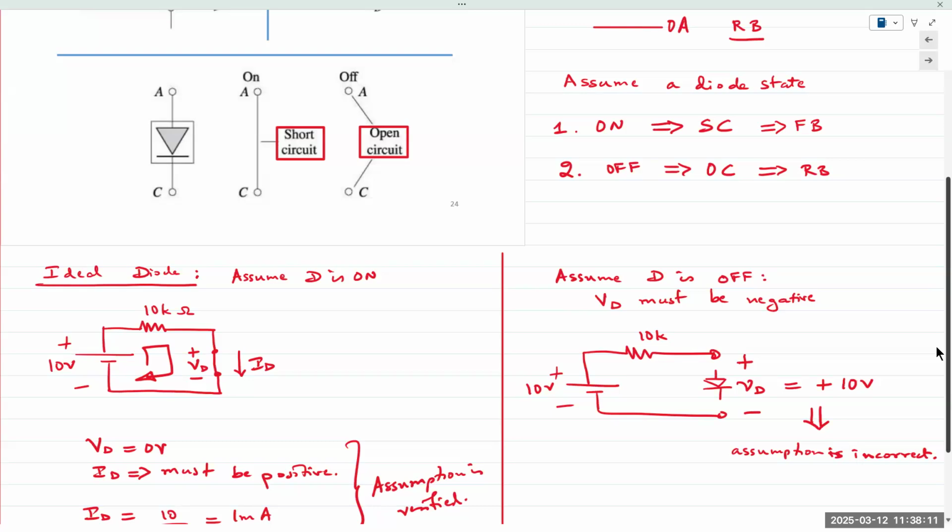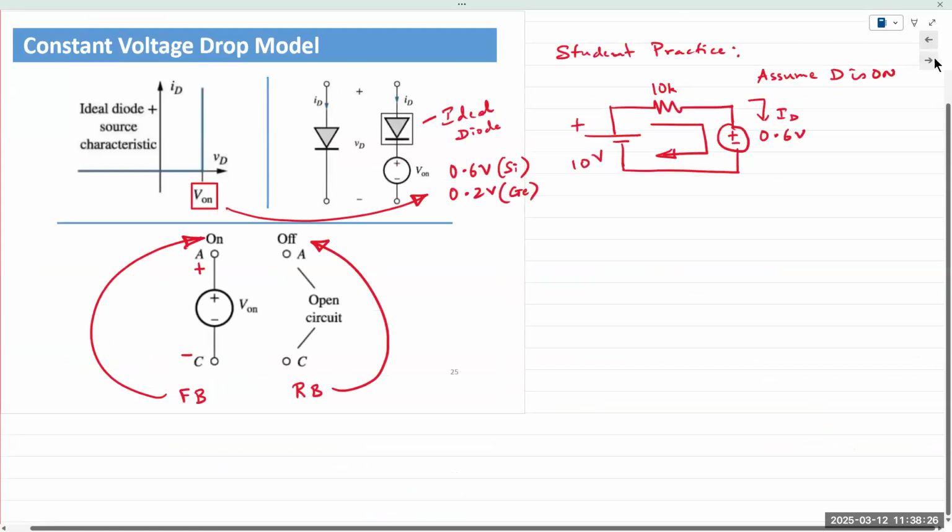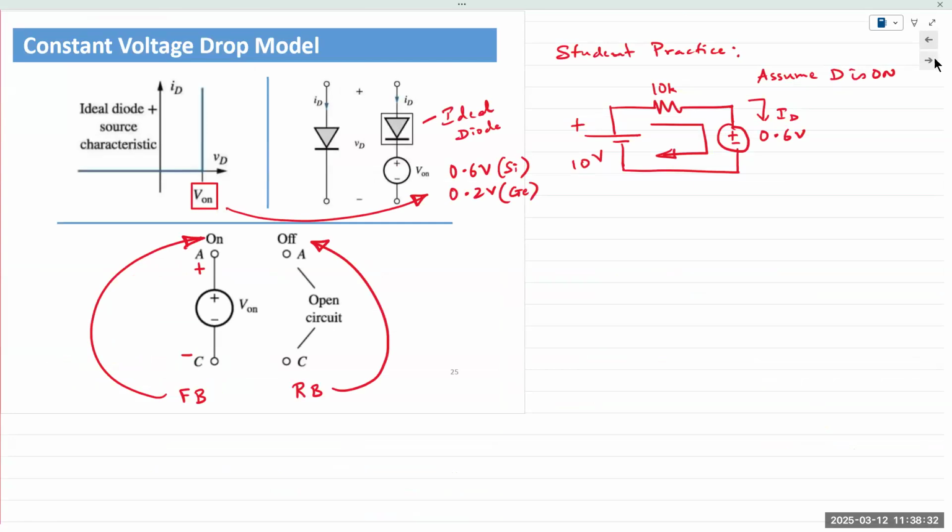This question was asked in class through the quarter, but I'm just clarifying it now. If you see a problem where the anode and cathode are at the same potential, treat it as off. And then constant voltage drop would be exactly the same, except we now have a voltage source in forward bias of either 0.6 or 0.7 volts.